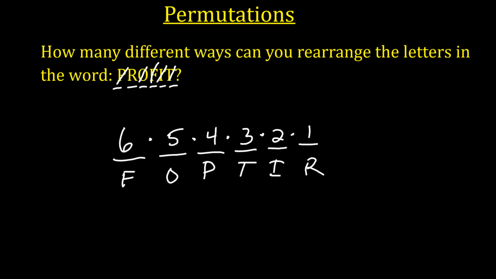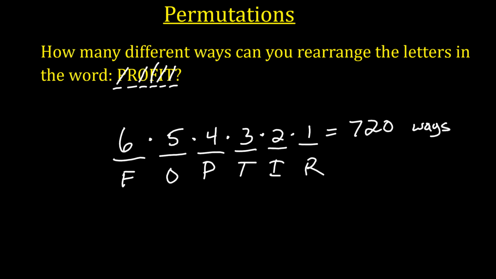If we want to figure out how many different possibilities there are, we just multiply all of these numbers together. So 6 times 5 times 4 times 3 times 2 times 1 is 720. That's 720 ways to rearrange the letters in the word profit. This is going to work for any word rearrangement as long as the letters are not repeating. If you have a word like Mississippi, that's going to be a different situation. We'll talk about that in a different video.